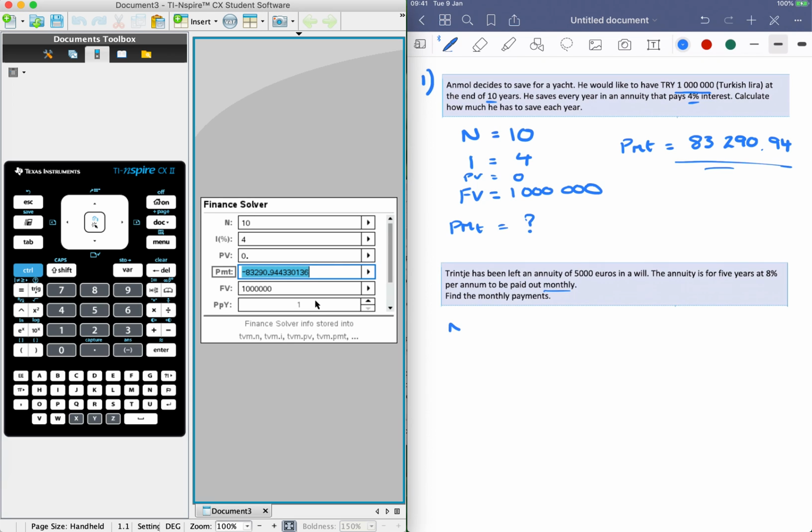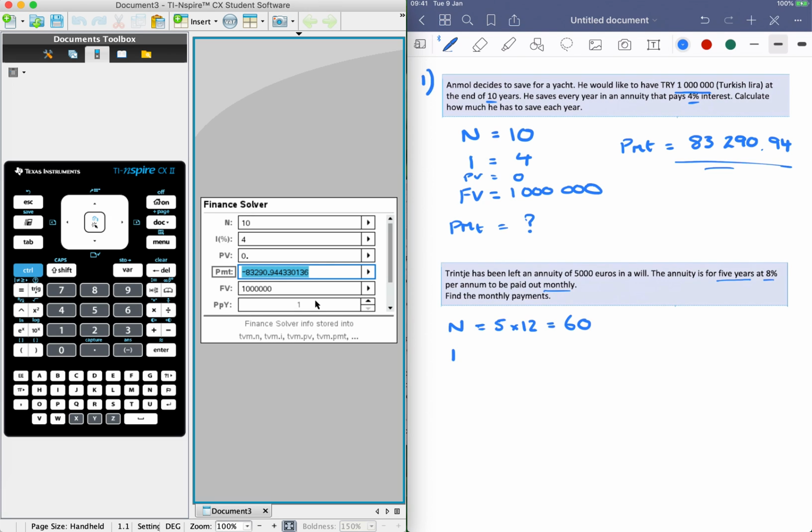Now, N. We know that it's going to be 5 years. So the temptation here is to put in 5 for N. However, what I'm going to suggest we do is, because we know it's 5 years and it's paid out monthly, why don't we make this 5 times 12? The number of payments every month, 12 months for 5 years, is going to be 5 times 12. So that's obviously going to be 60.